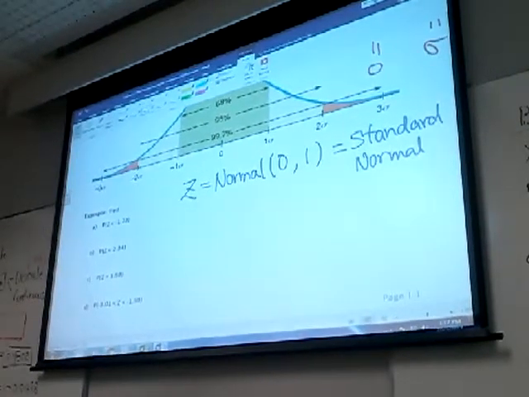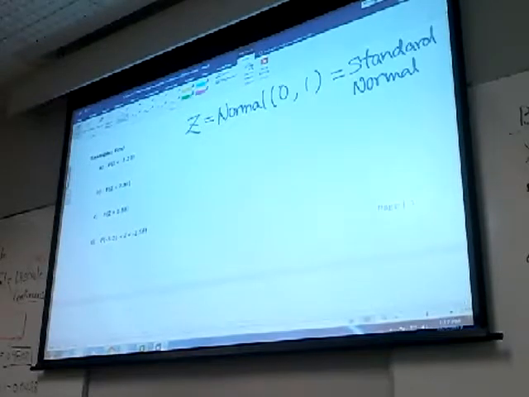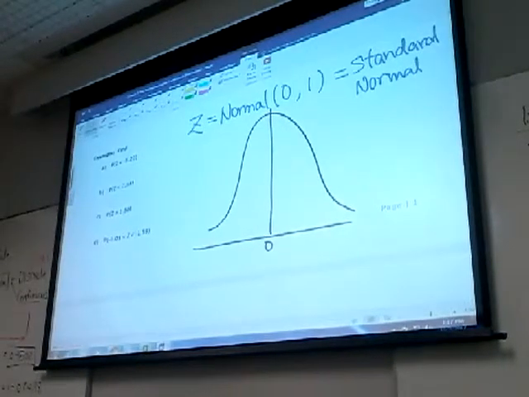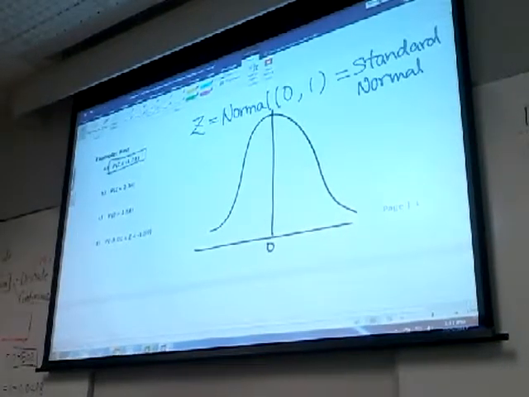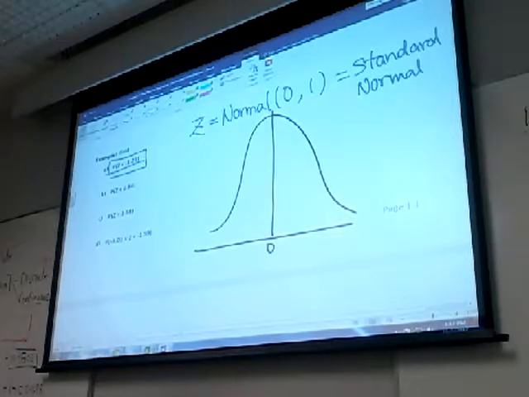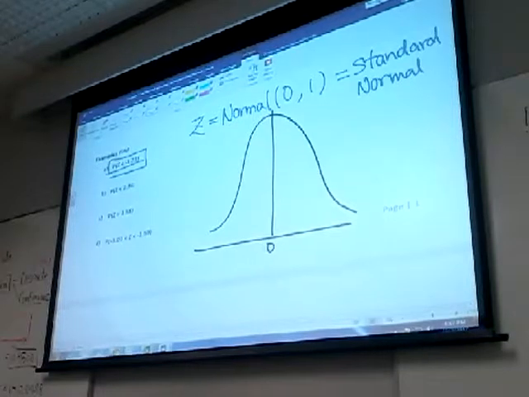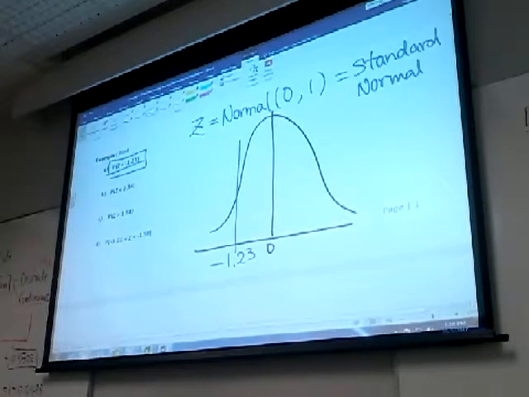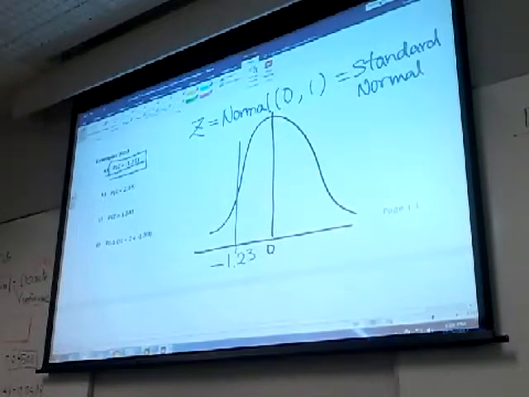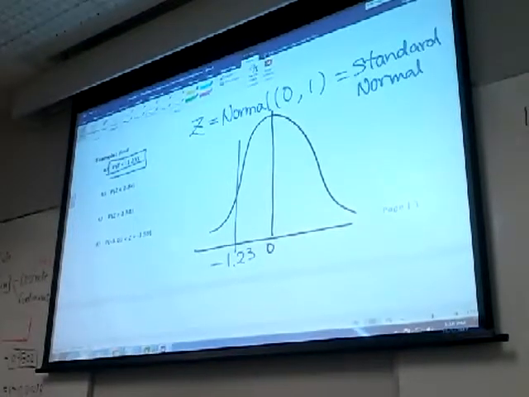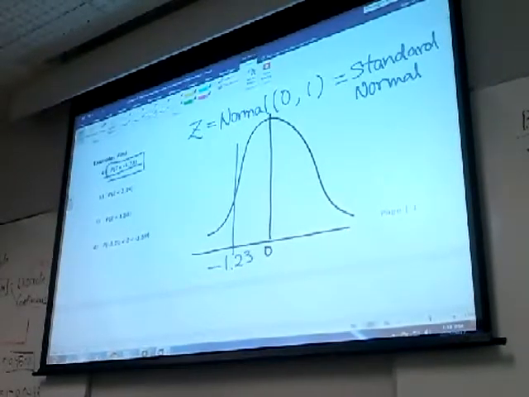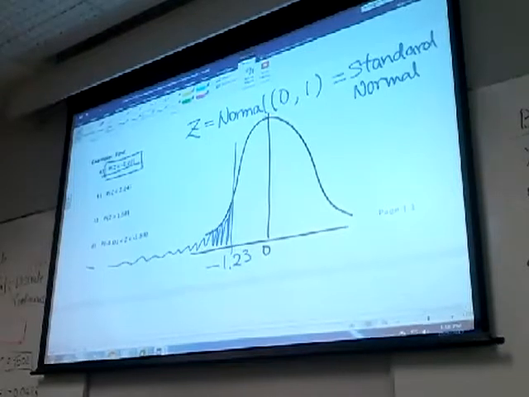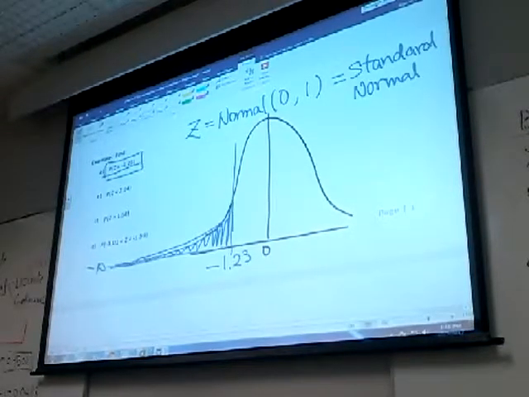So let me make the picture again here. Here's a bell curve. Mean was 0. So please look at this. Less than negative 1.23. Negative Z score, 1.23. On the left hand side, negative 1.23, because the value 0 in the middle is the mean. Less than negative 1.23. Is it left hand side or right hand side? Left hand side. Less than, negative infinity here, right?